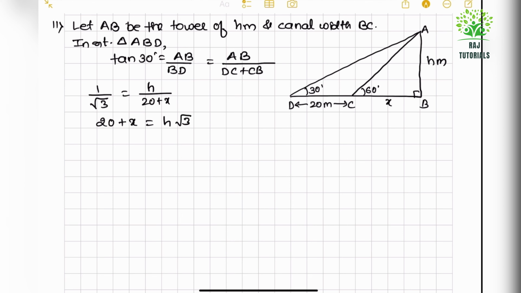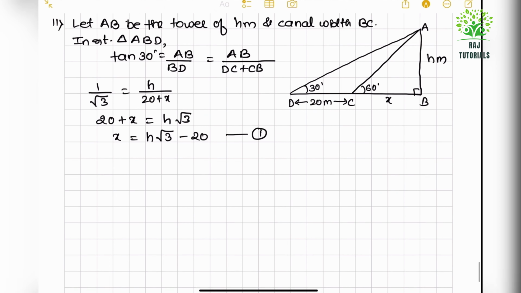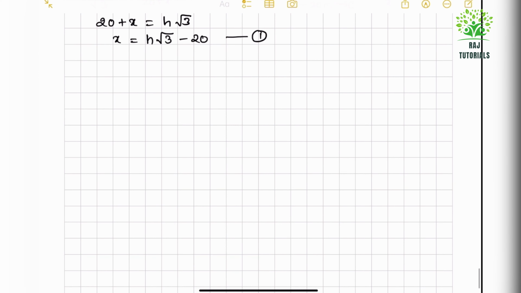So I can say 1 upon root 3 equal to H upon 20 plus X. So 20 plus X equal to H root 3. So x equal to h root 3 minus 20. So this I am giving as one number.